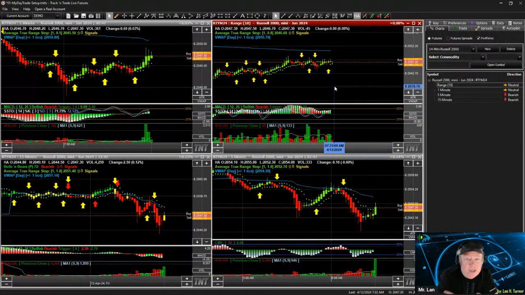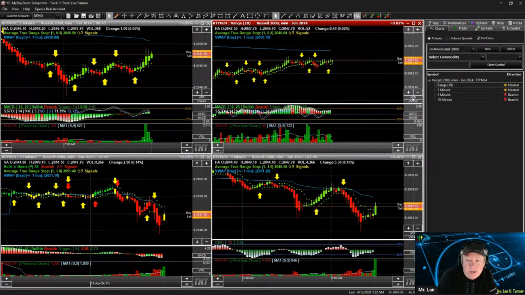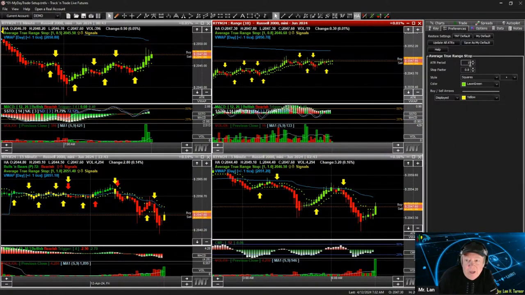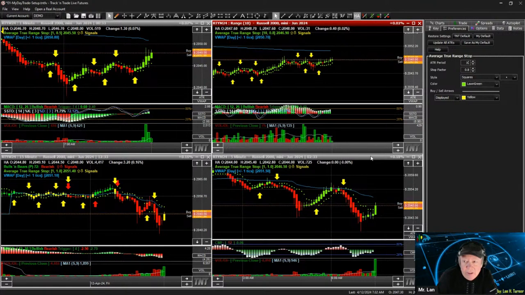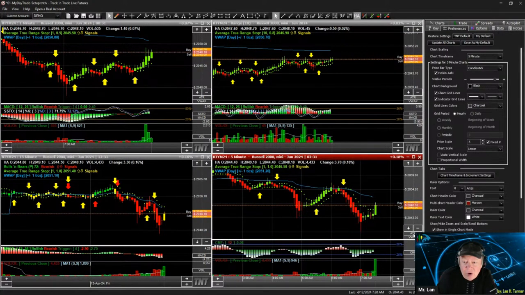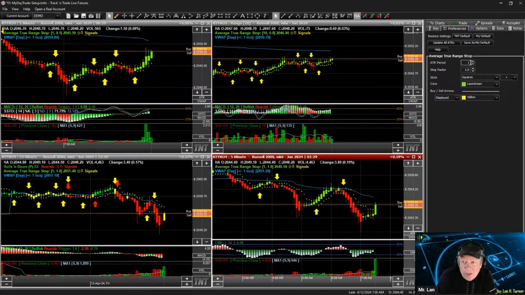I also changed up the ATR for a little bit. I had that set at 10, and that changes the dynamics of the indicator a little bit. I've had good luck with that, so I want to try it. Should we try it? I've been using 10 up here instead of 1.